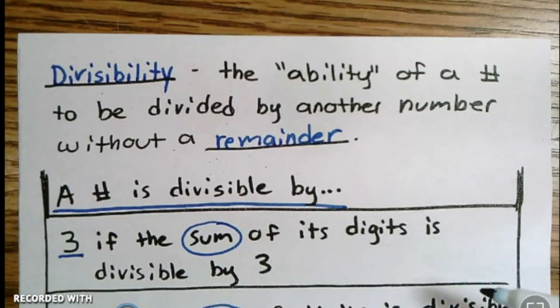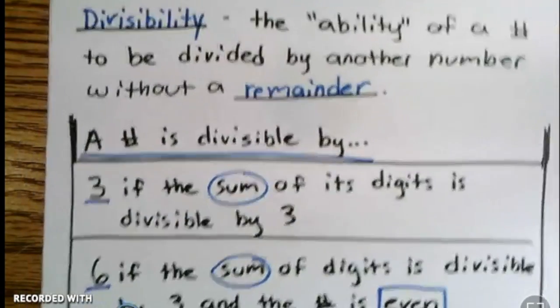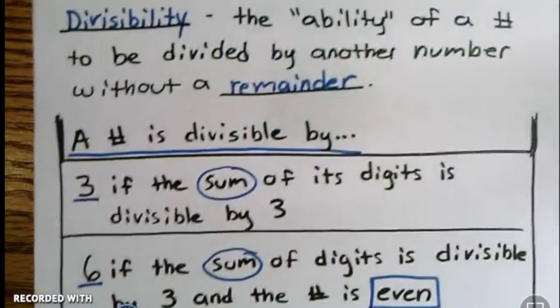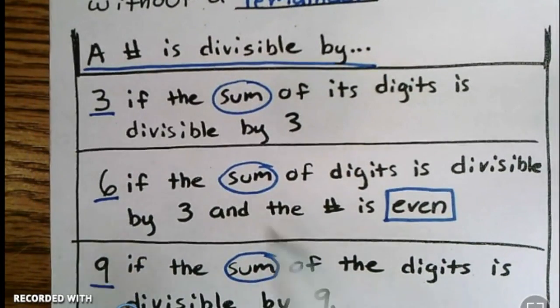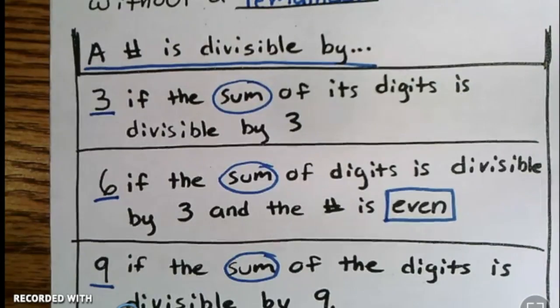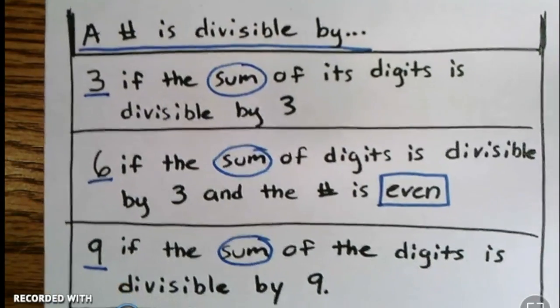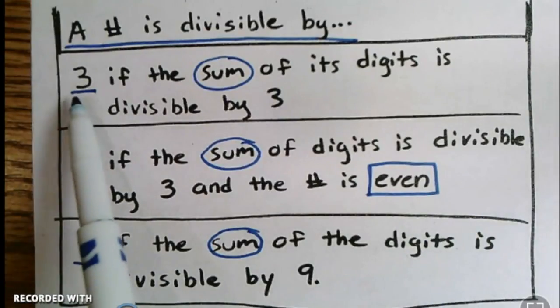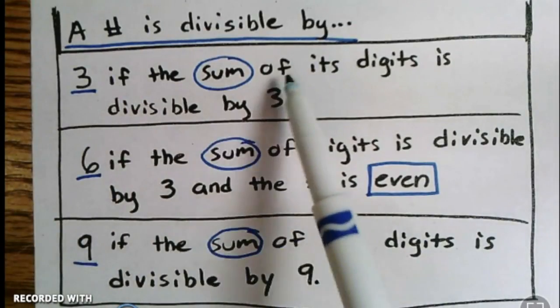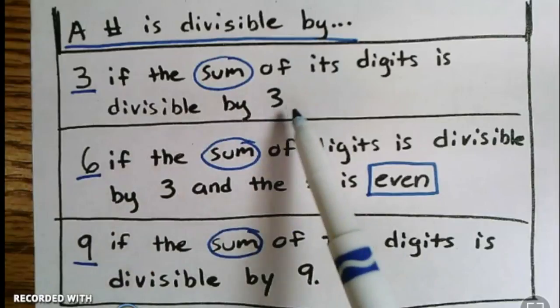Well, today I'm going to teach you 3 pretty sweet tricks to figure out if a number is divisible by 3, if a number is divisible by 6, and if it's divisible by 9. And they all have to do with finding the sum of their digits. So here we go. Here are these quick, cool tricks. A number is divisible by 3 if the sum of its digits is divisible by 3.